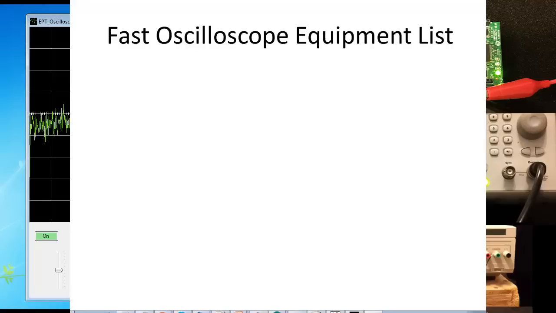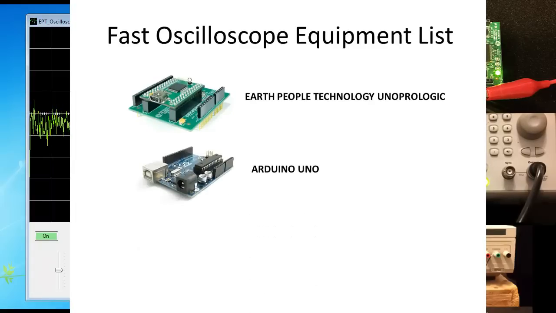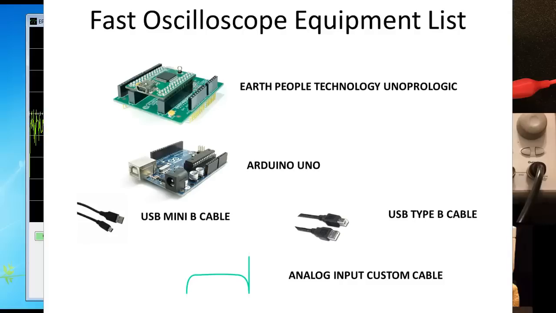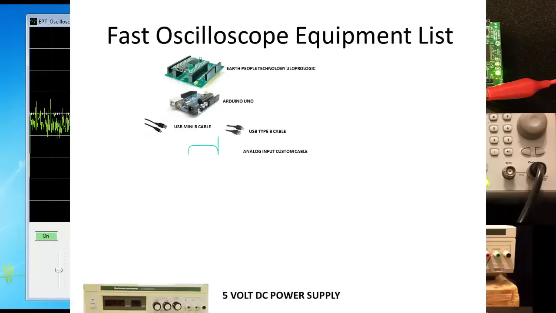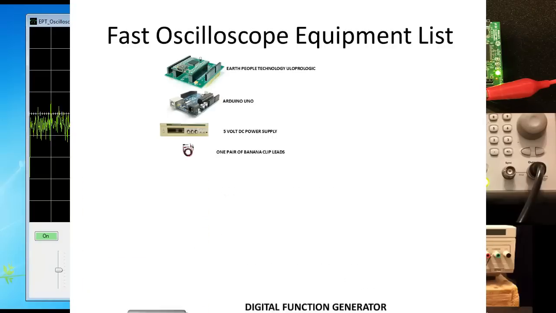Next, let's look at the equipment needed for this project. The equipment needed to build this EPT Arduino Oscilloscope is the following: an EPT Uno Pro Logic, an Arduino Uno, a USB Type A cable, solid core wire, the plus 5 volt variable power supply with cables, and the function generator with cables.